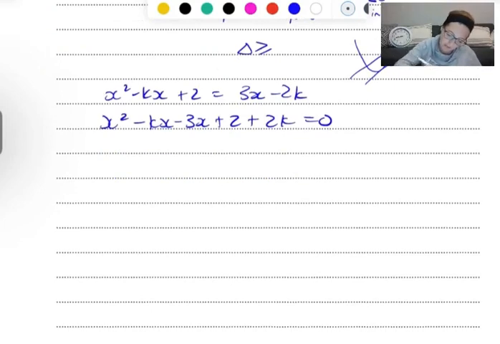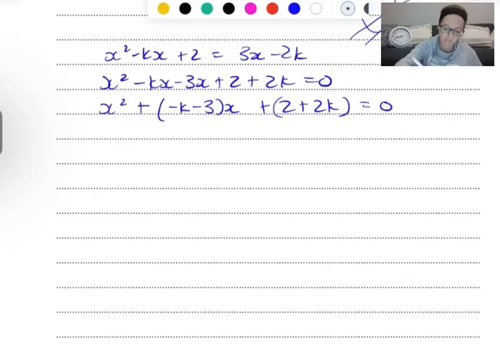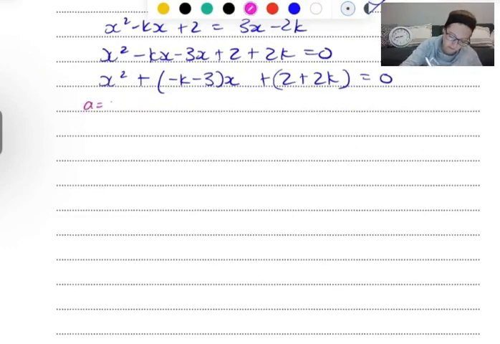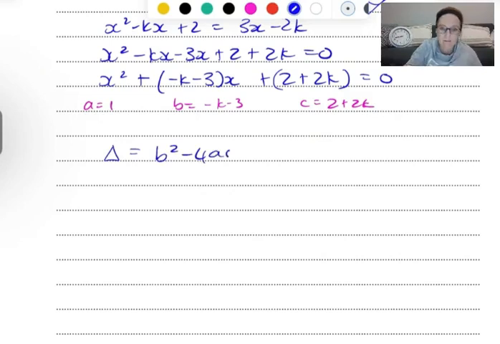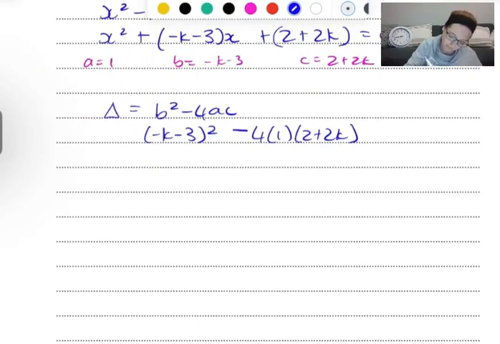All right, now I want to collect my like terms. I'm always going to have a positive. It doesn't really matter for the b term, but if it was any other term, it does actually matter. So my a is 1, my b is minus k minus 3, and my c is 2 plus 2k. So now I'm going to look, what is my discriminant? I'm not going to make it equal to something. I'm going to see if I can prove that it's always greater than or equal to naught. It's b squared minus 4ac.